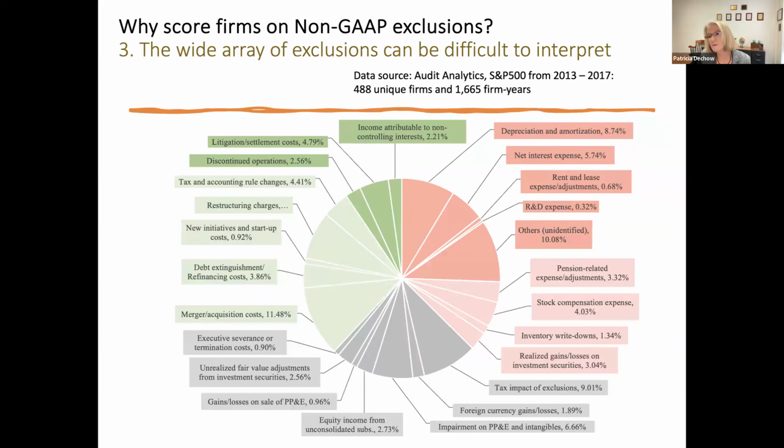Another reason we think that producing this non-GAAP measure is important is because there's a wide array of exclusions that companies are making, so they can be very difficult to interpret. You have discontinued operations, some firms excluding depreciation and amortization, others excluding M&A costs, and so on. And so as an investor, how do you know whether it's good or bad? Is it a reasonable exclusion or an unreasonable exclusion? We felt this was another reason to go ahead, and as academics, we can be more independent and decide on these things.